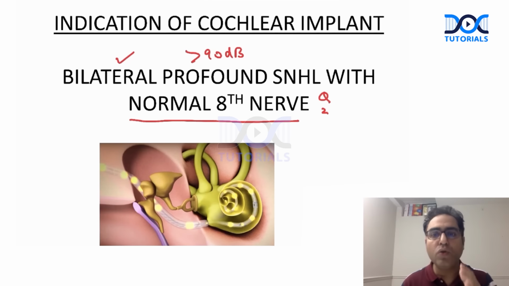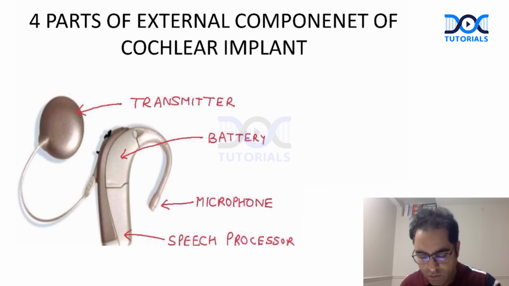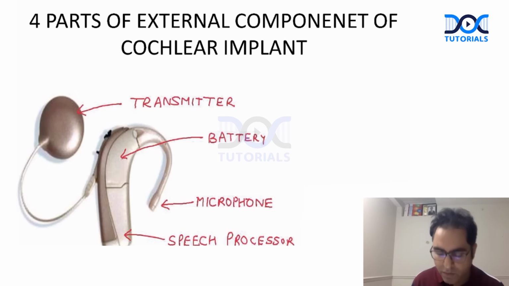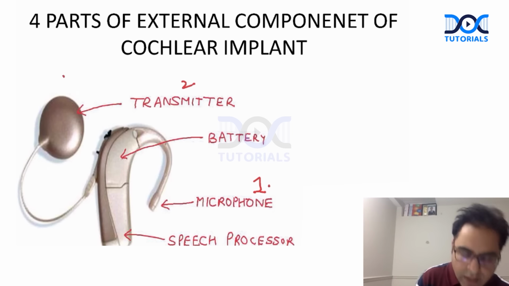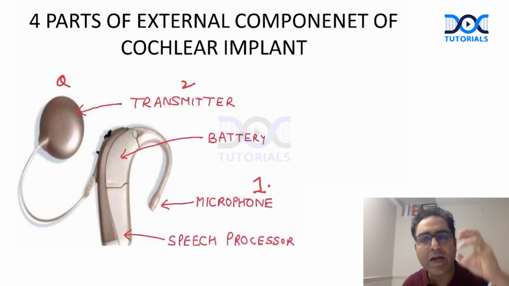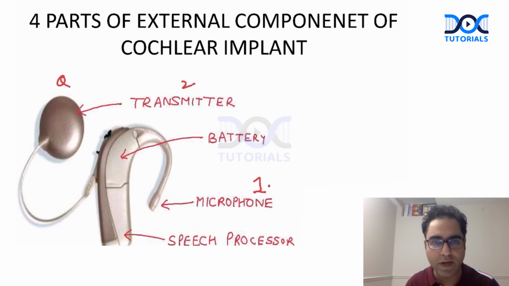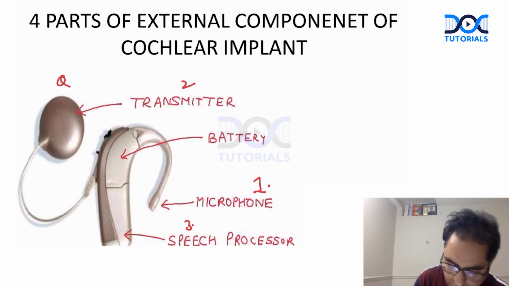The cochlear implant has got 2 components, one outside the body, one inside the body. Outside body is the external component, and external component has got 4 parts, which you wear over here like a hearing aid. Number 1 part is microphone. Number 2 is transmitter. This can be a question. Transmitter is on the hair over here. Transmitter is a circular part. It transmits current to the internal component. Number 3 is speech processor, and number 4 is battery.